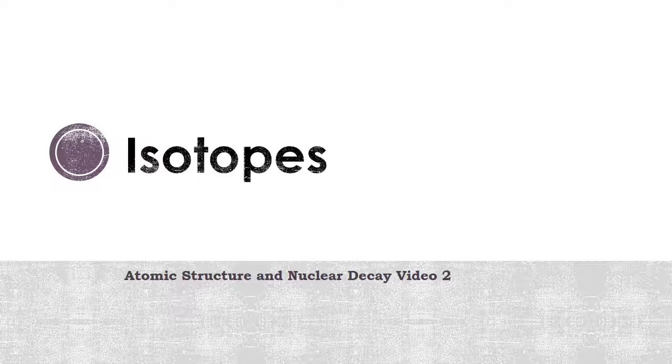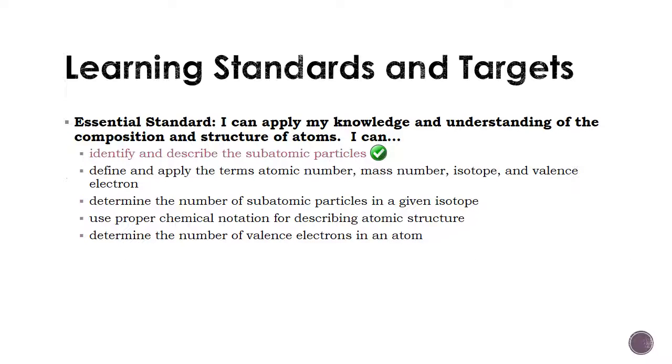Our next lesson on atomic structure and nuclear decay is on the concept of isotopes. Taking a look at the learning targets here for our standard. In the last video we worked on identifying and describing the subatomic particles. In this lesson we will be working on two of the learning targets. We want to work on defining the terms mass number and isotope.